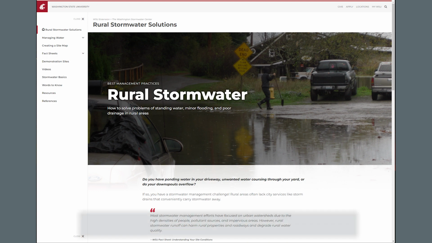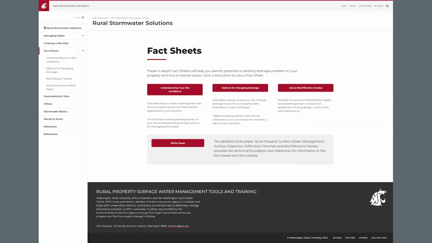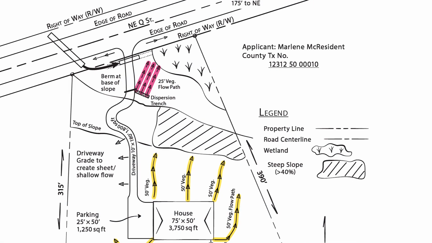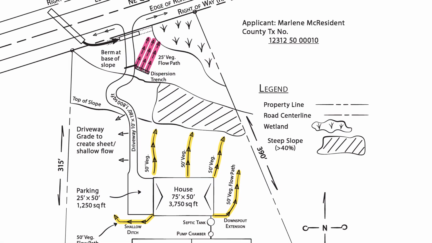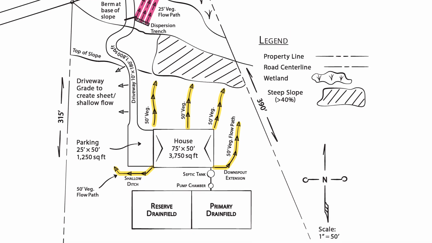Learn more at the Rural Stormwater Solutions website, ruralstormwater.wsu.edu. You'll find a fact sheet on these options along with tables comparing them. If you haven't already, you may want to create a site drainage map to better understand your runoff challenges. See the fact sheet and view the video to learn how.